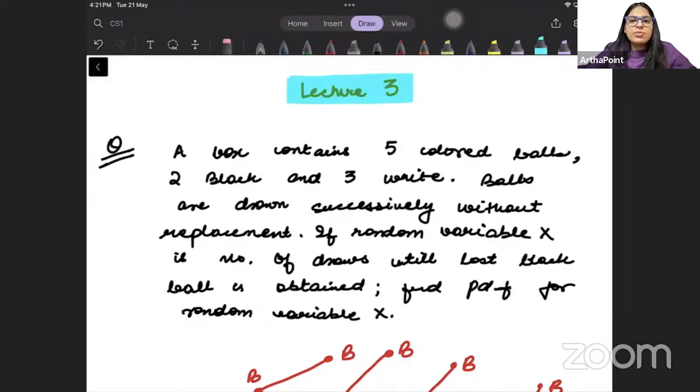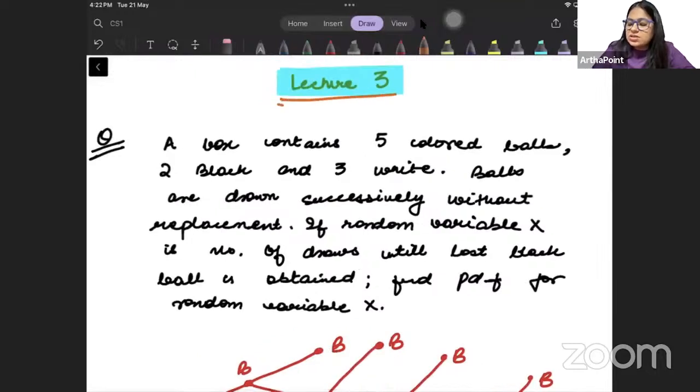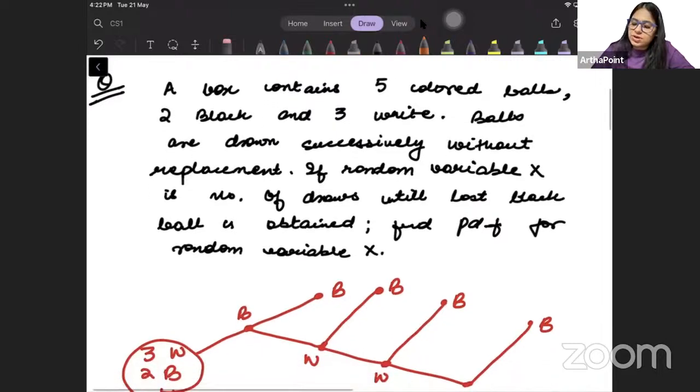Today I'm going to begin talking about different numericals on probability distribution. We have already done the concept of probability distribution in the previous lectures. Today we will take some numericals based on it. Okay, look into the first question.